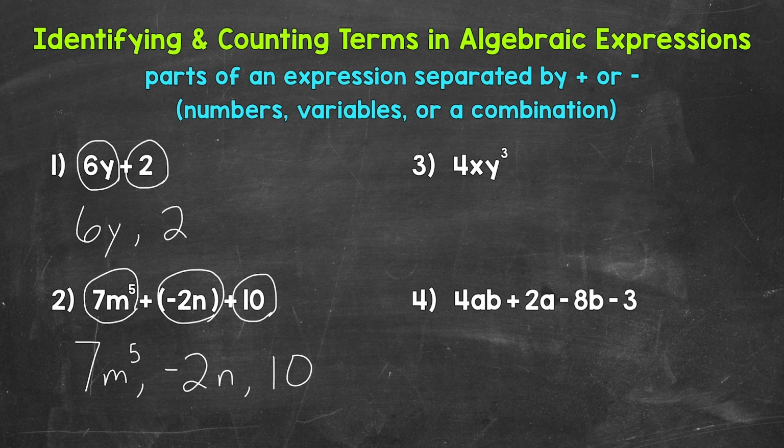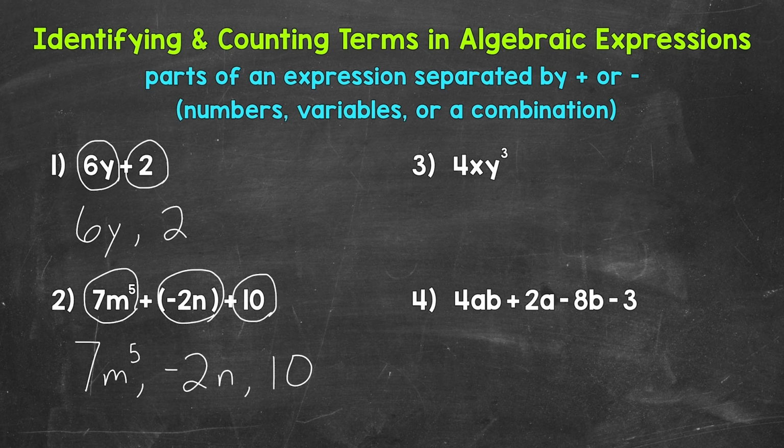So for number 2, we have 3 terms: 7m to the power of 5, negative 2n, and then 10. You can see that the terms are separated by those addition signs. Those are the parts, the terms, that make up that algebraic expression.